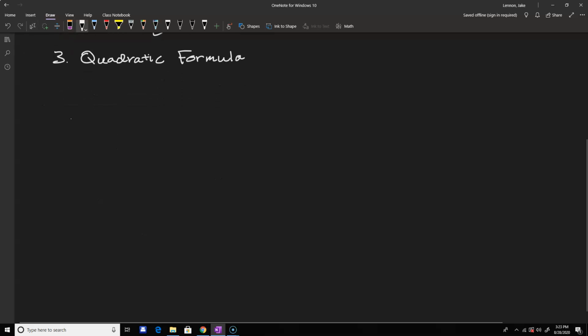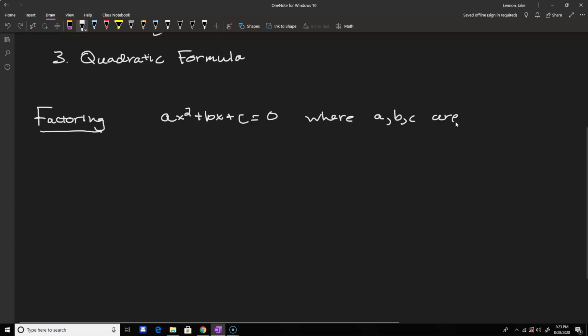So let's first start by looking at factoring. So if you have a quadratic equation, that's a degree 2 equation. So we're looking at something that looks like ax squared plus bx plus c equals 0, where a, b, and c are real numbers, and x is your variable.